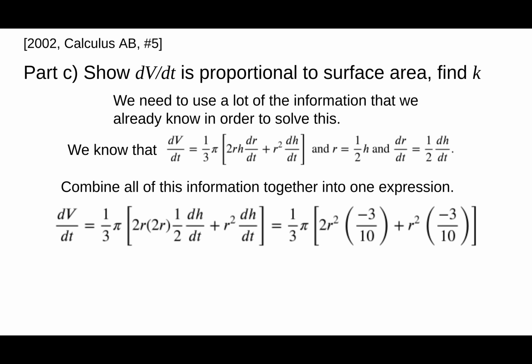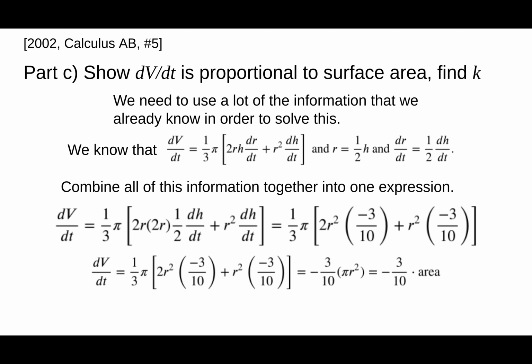And I'm going to start simplifying. The 2 and the 1/2 will cancel with one of the 2's for the r squared. We get 2r squared times -3/10 plus r squared times -3/10, which should look suspicious. 2r squared times something plus r squared times something is 3r squared times that thing. The 3 would cancel out with the 1/3 in front, and we get pi r squared times -3/10.